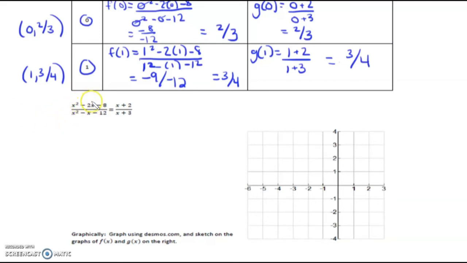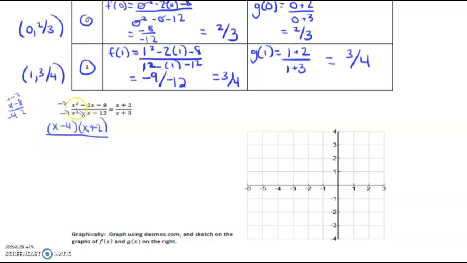So in order to prove that these two are equivalent, why don't we factor the top and the bottom here? So what two numbers multiply to -8 and add to -2? Okay, well, -4 and 2. So the top factors to x minus 4, x plus 2.